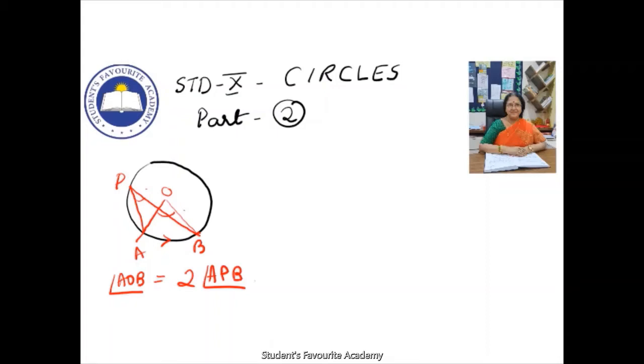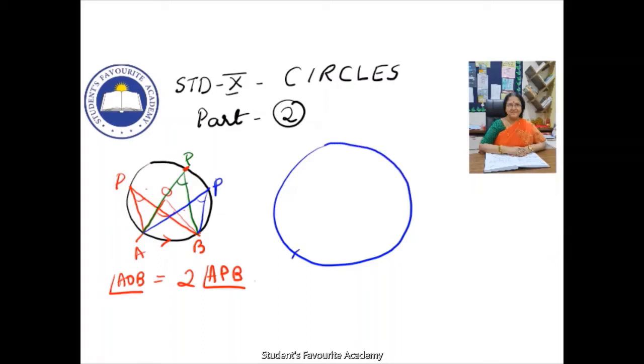If suppose P is here instead, then also angle AOB will be double the angle subtended at P. If instead of there, P is here, then also angle AOB will be equal to twice angle APB. And another one I told you was the reflex angle, that is the angle subtended by the major arc.